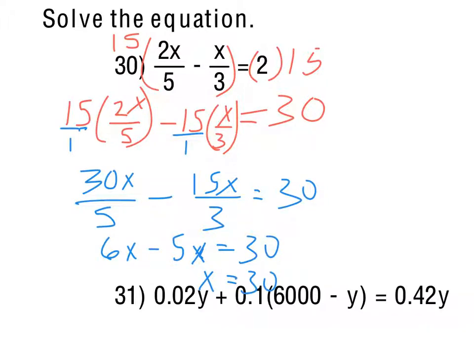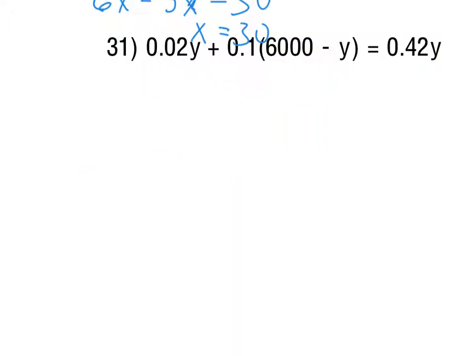And again, we don't need to say that it's conditional. They're not asking for that on this one. So just the solution there is fine. Then we're on to the final question here, number 31. Again, this is the decimal equation. We have 2/100ths, we have 1/10, and we have 42/100ths.